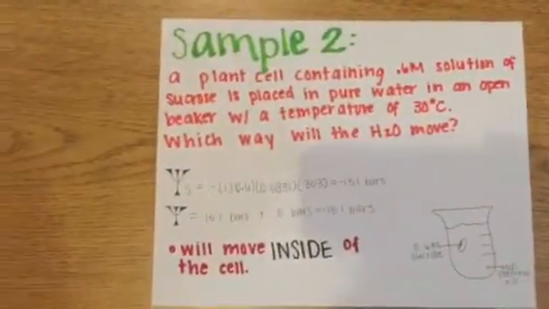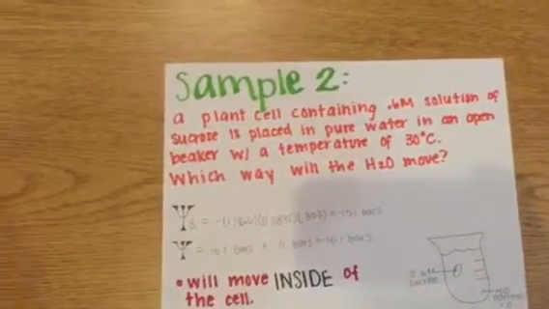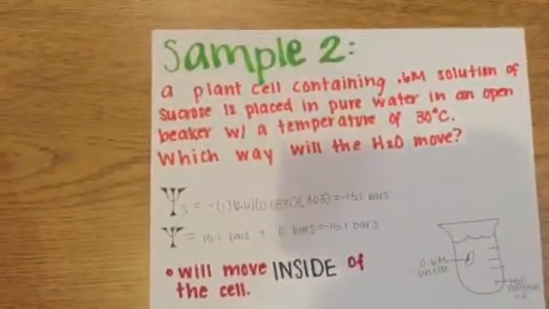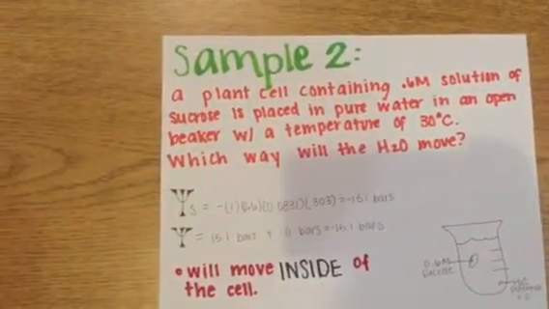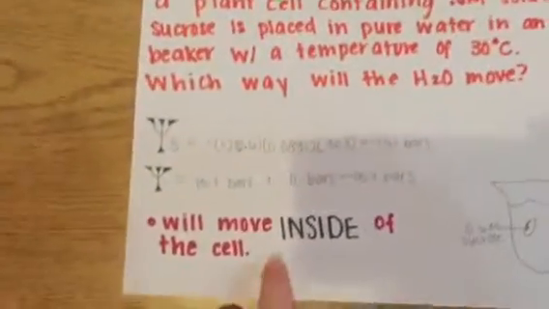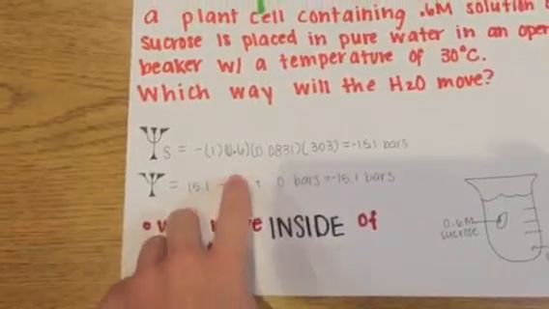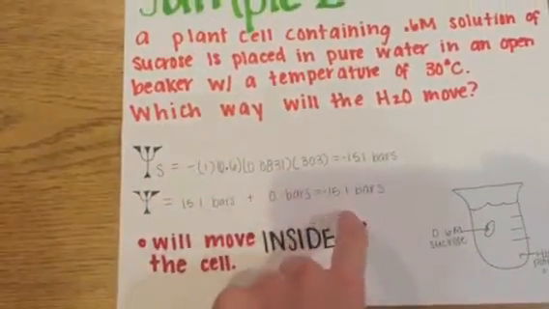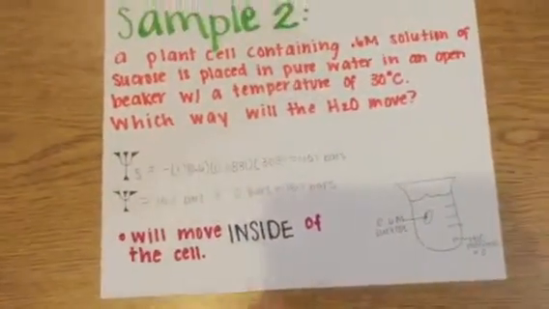A plant cell containing 0.6 moles of solution of sucrose is placed in pure water in an open beaker with a temperature of 30 degrees Celsius. Which way will the H2O move? So you also use the water potential and solute potential problems to solve it, and water again will move inside of the cell.